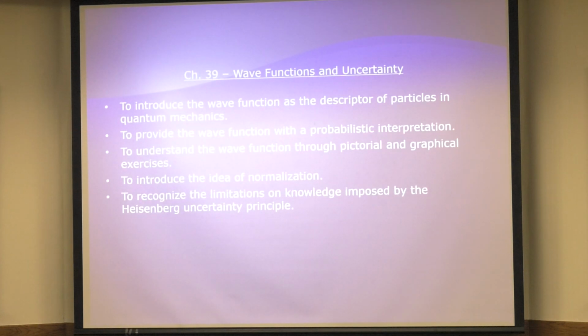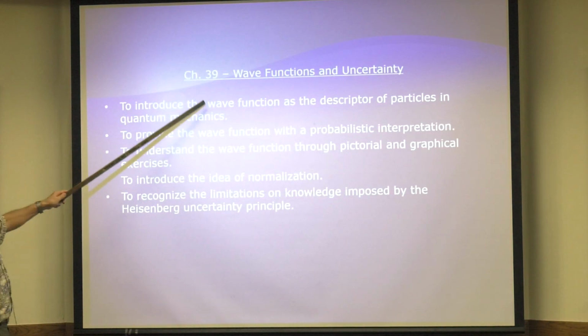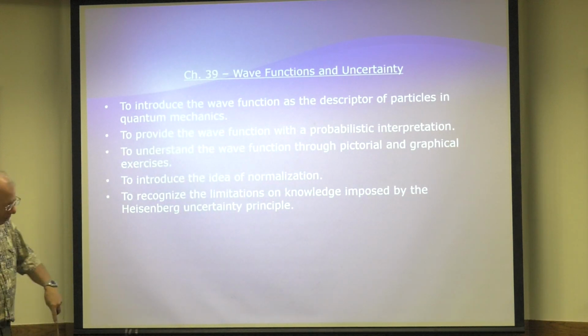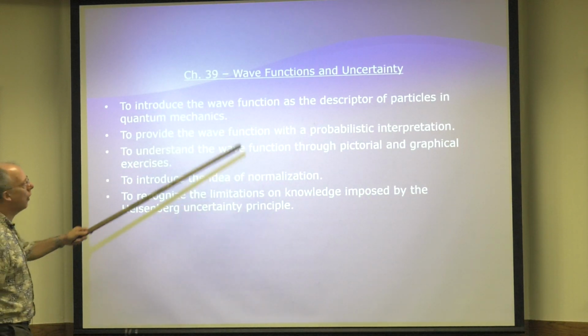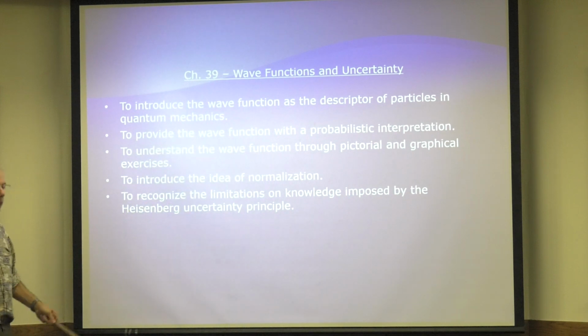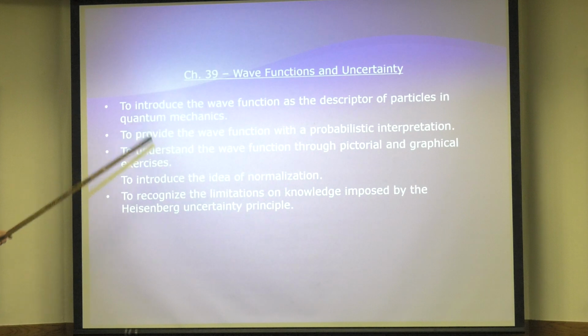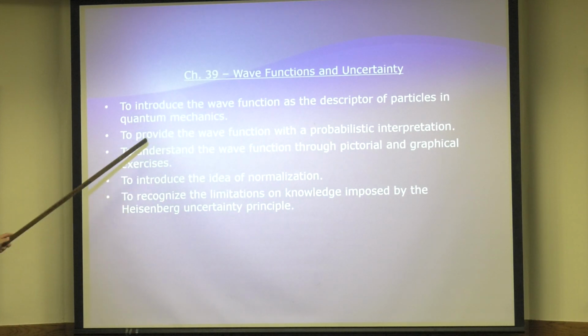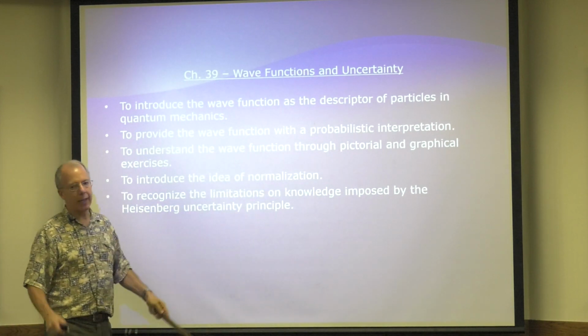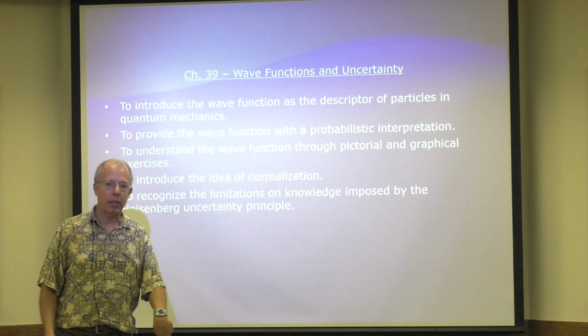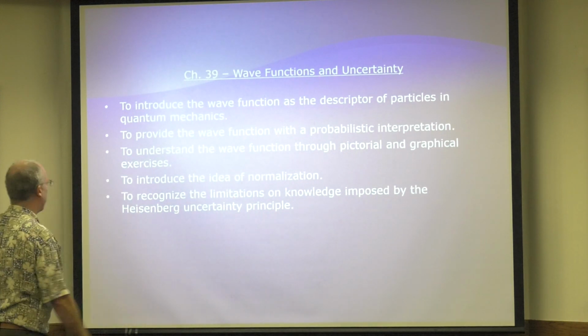All right, let's just review. So the wave function tells it all, has all the information. It's the descriptor of particles in quantum mechanics. You operate on the wave function to obtain probabilities, energies, you name it. Super important: the wave function, you square it and you get probabilities. All you can calculate in quantum mechanics is probabilities.